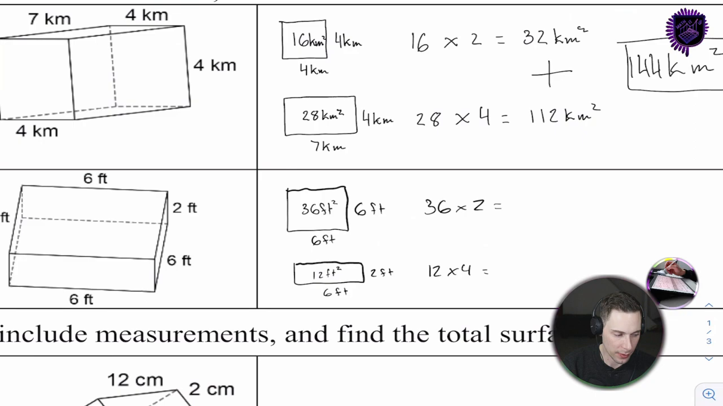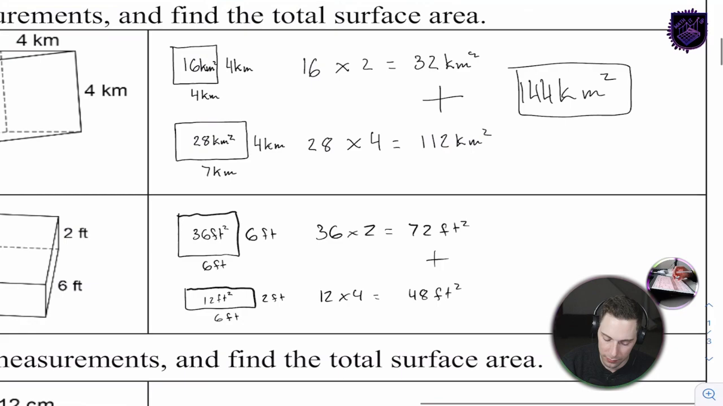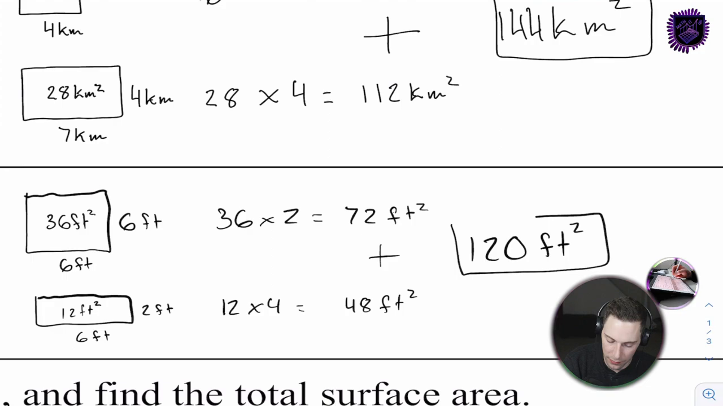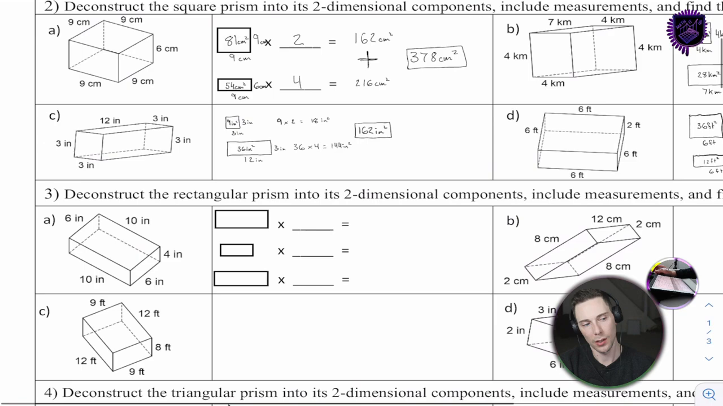36 times 2 is going to be 72 feet squared. 12 times 4 is going to be 48 feet squared. We're going to add those two numbers together to get 120 feet squared as our total surface area for that shape. All right, moving on to the next section.